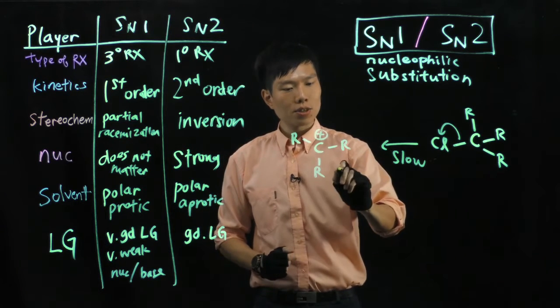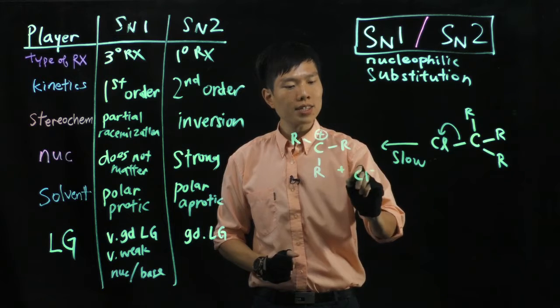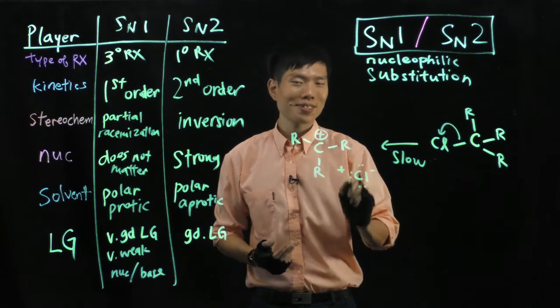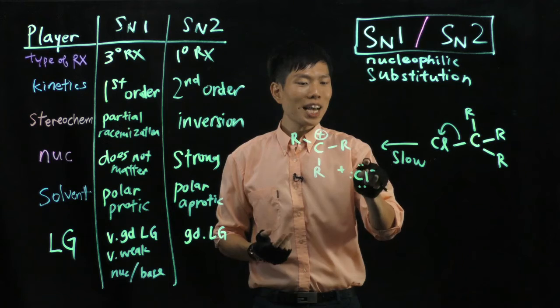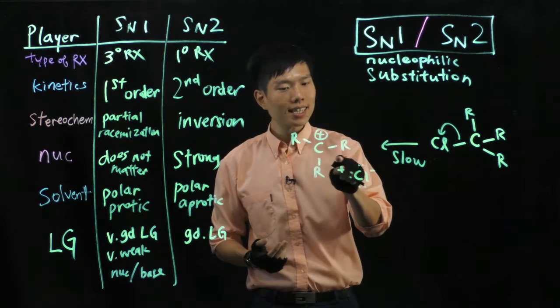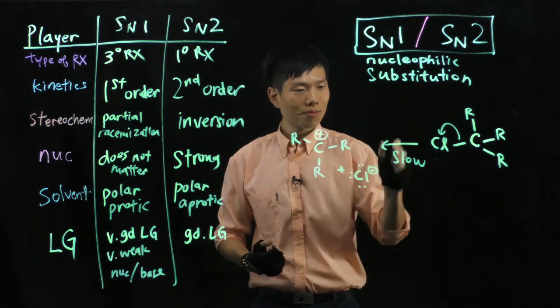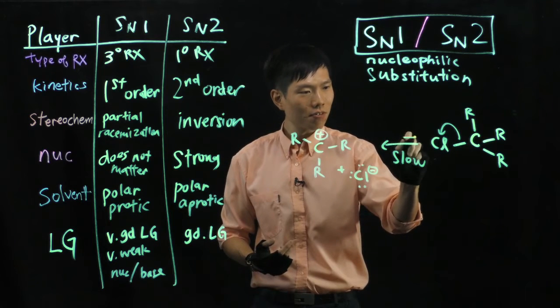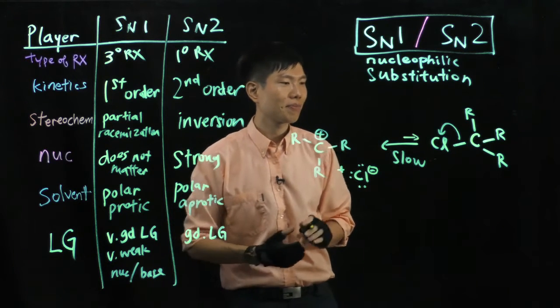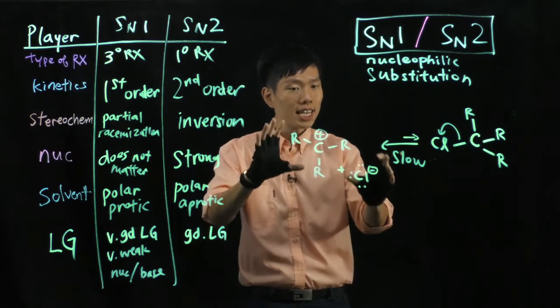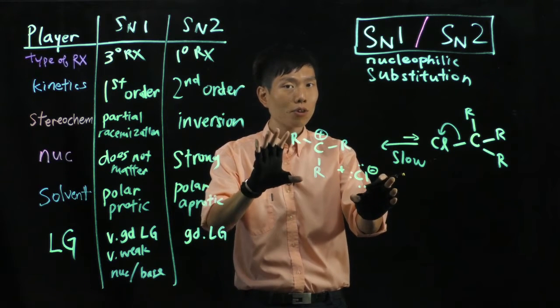Don't forget, you also eject the chloride ion as a leaving group, but chloride ion has lone pair of electrons. So it's possible that this chloride leaving group can attack this carbon again and reform my starting material. That's why the first step is an equilibrium, it can go back. What we really want is for the reaction to stay here, so there must be some driving force.